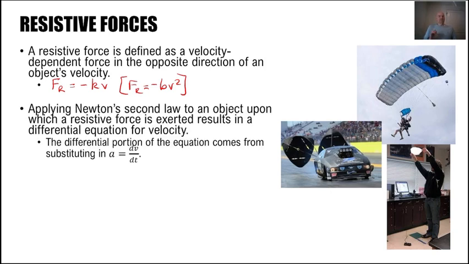So when they ask about writing the differential, the differential portion comes from the acceleration, because you're going to know that the sum of the net force is equal to m times a. Well, a is a derivative, dv/dt. And then, because it's a velocity-dependent force, what you would have to do is some separation of variables and get all your v's to one side and all your t's to the other side.